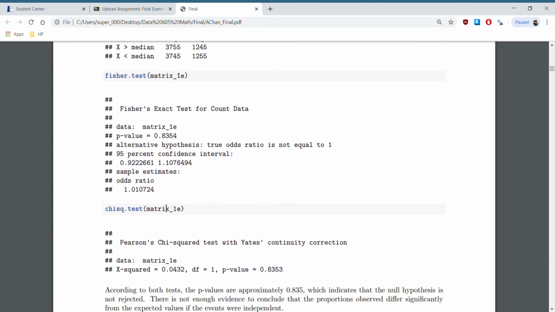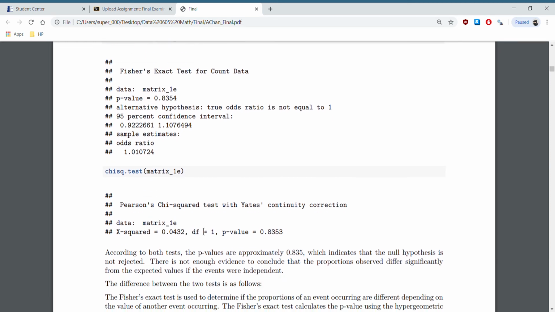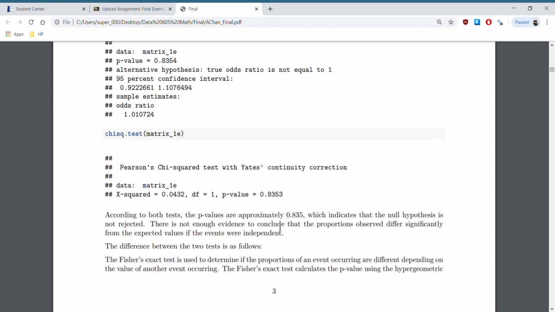And so I also ran the chi-square test on it as well, and it has a similar p-value of 0.835. So right here and right here, they both come to the same conclusion: that these two variables do not exhibit behavior that would suggest that they are dependent, given that their counts are so close to the expected values if they were random.